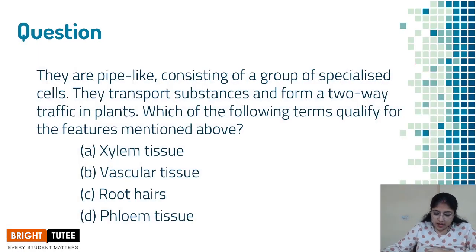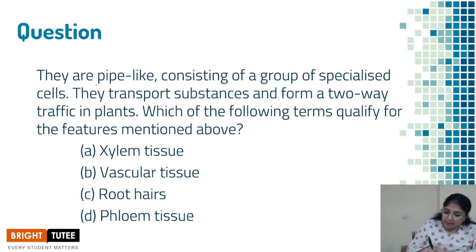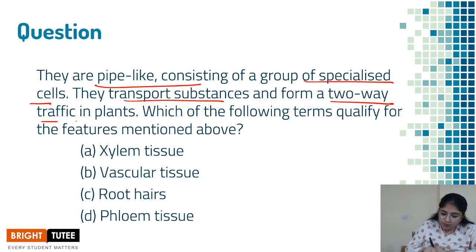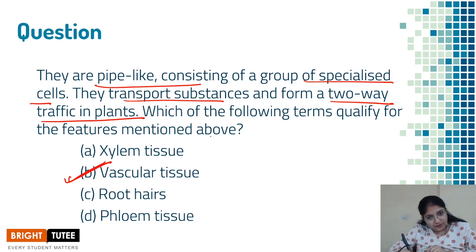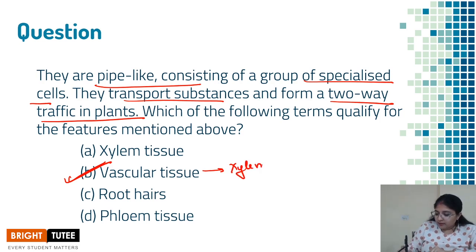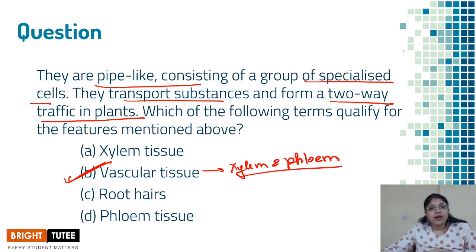So the next question is: they are pipe-like structures consisting of a group of specialized cells. They transport substances and form a two-way traffic in plants. Which of the following terms qualify for the features mentioned above? So they are pipe-like and they have specialized cells. They transport substances and form a two-way traffic in plants. These are the vascular tissues, right? It's not just the phloem tissue. The vascular tissue contains both xylem and phloem, right? And both of these have a similar feature, right? So that's why the answer to this question is vascular tissue.